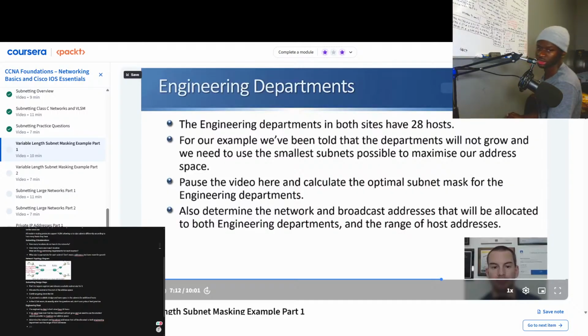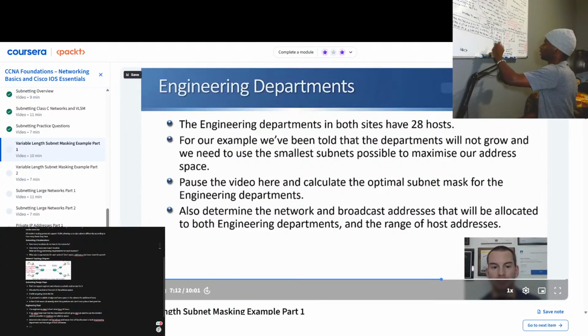Okay, so the engineering department said they will only have 28 hosts. So 28 devices. For the engineering department on both sides, both sides have 28 hosts. So that's 28 times 2.